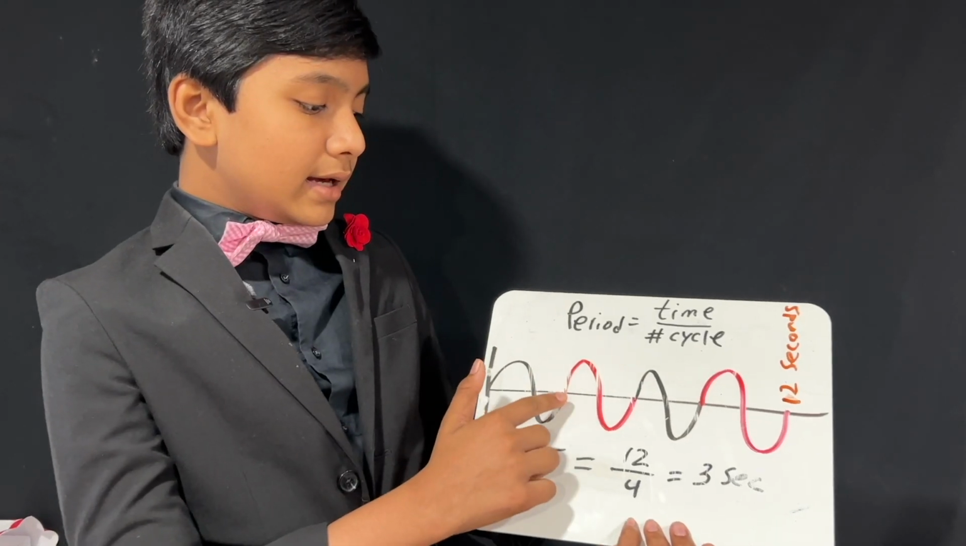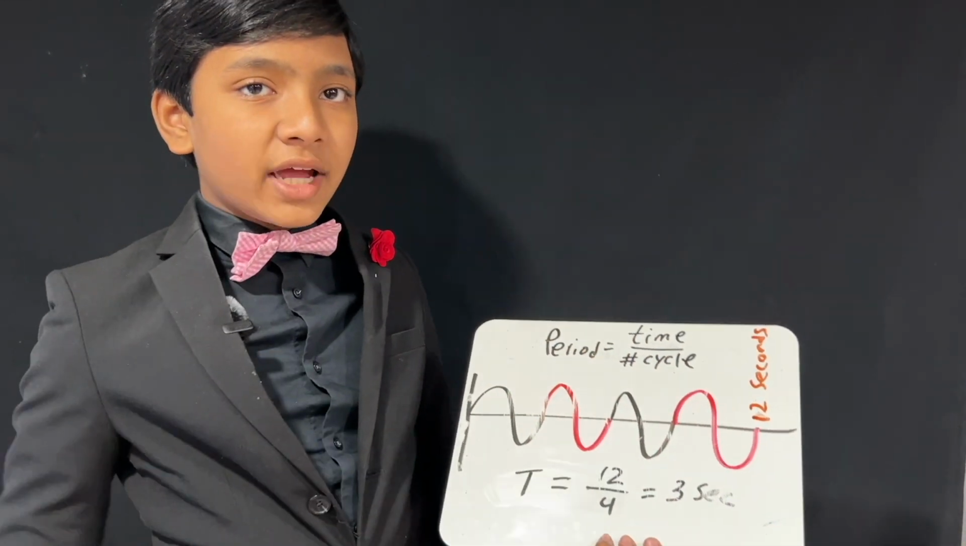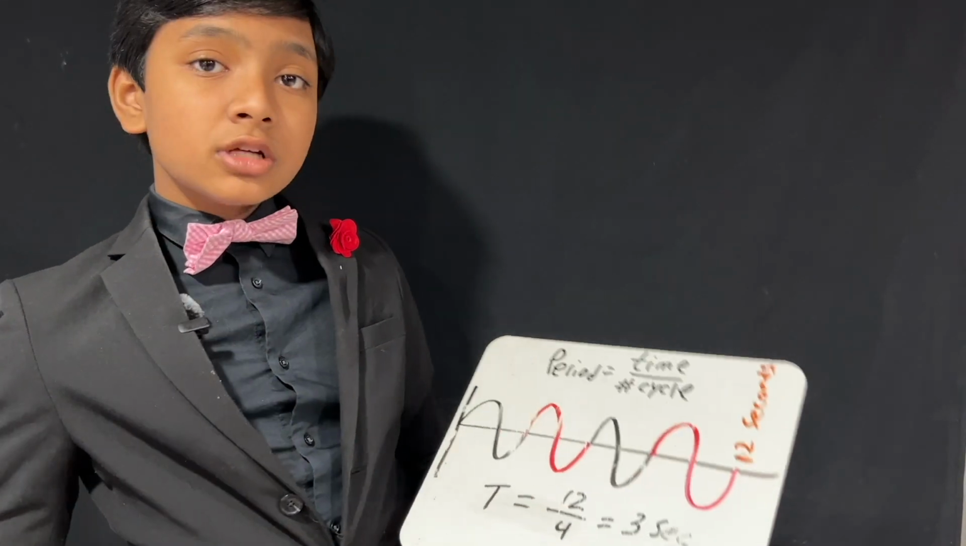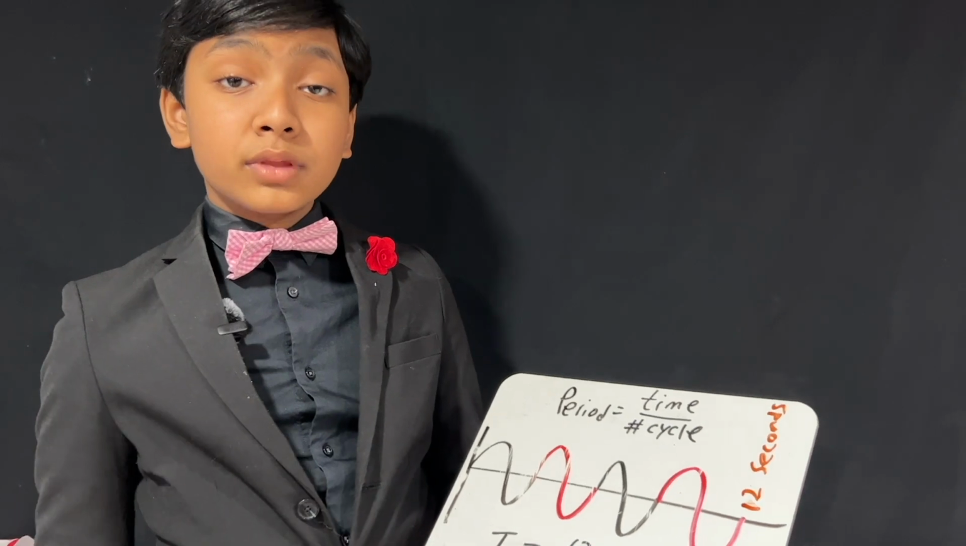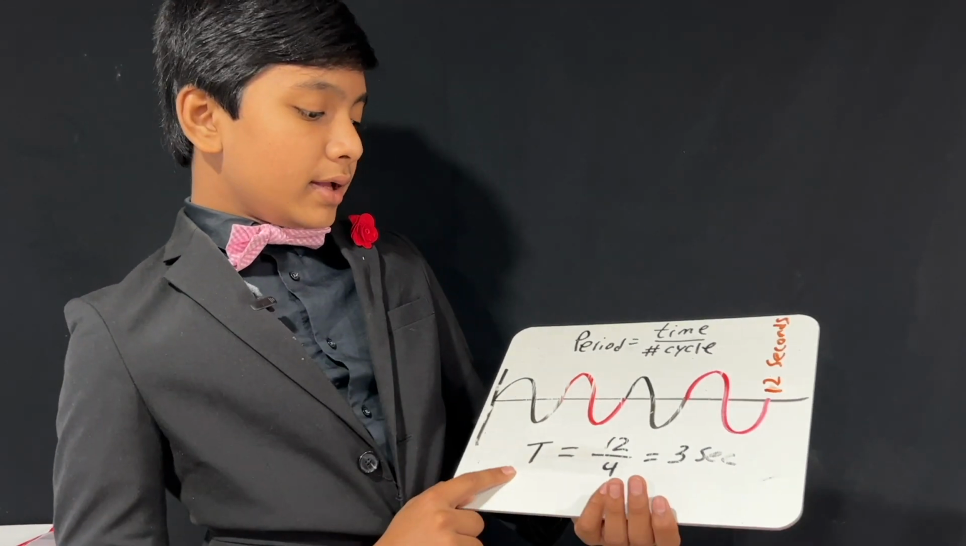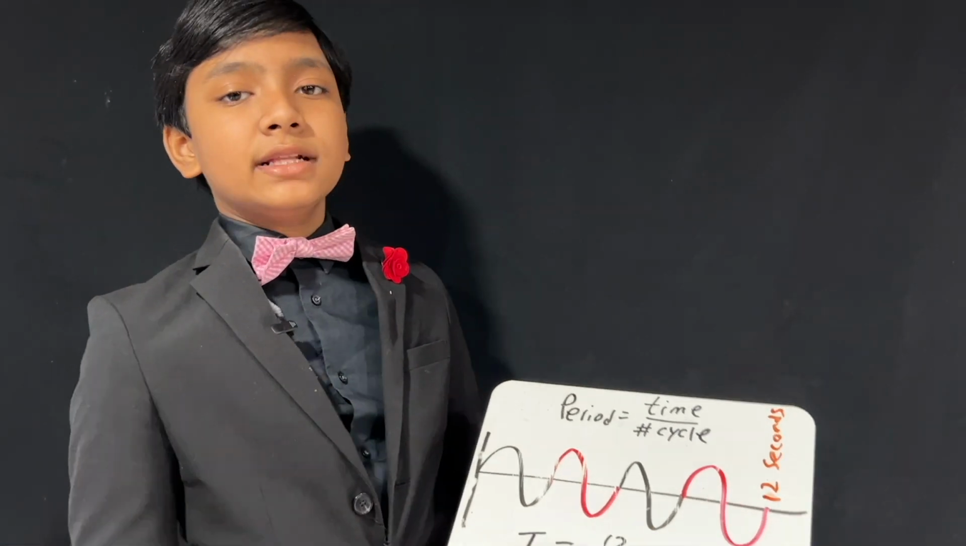Here you can see there were 1, 2, 3, and 4 full cycles of the wave. And we're saying that it takes 12 seconds. So, since we defined the period as the amount of seconds it takes per cycle, the period is 12 seconds over 4 cycles, which is 3 seconds per cycle.